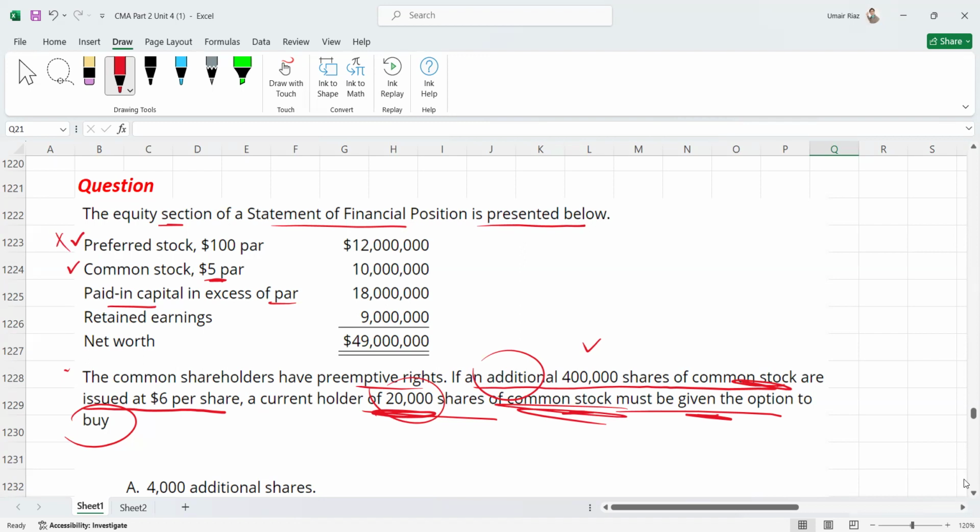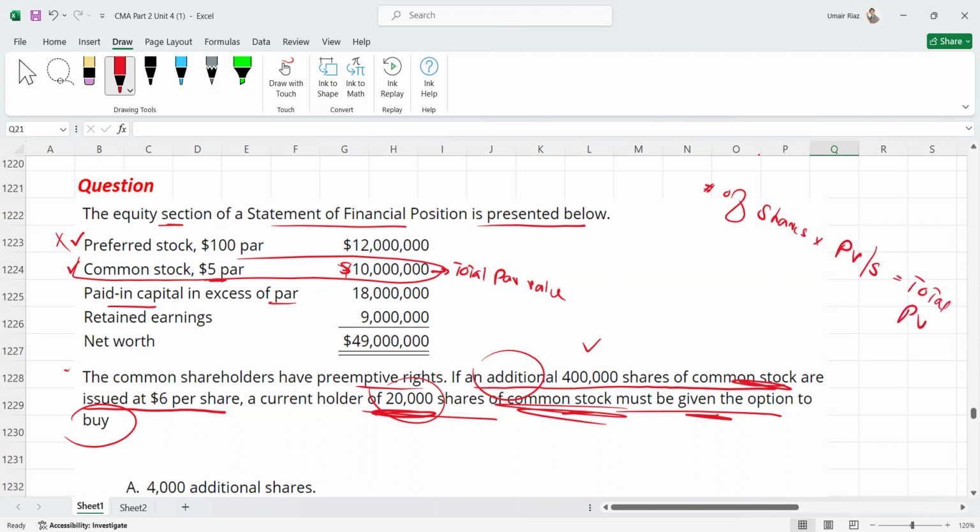Guys, please remember, first we have to calculate the number of shares for the common stock. This is the dollar value of the common shares. We know this is the total par value of the common shares. And total par value, how do you calculate? Number of shares multiplied by par value per share equals total par value. So total par value is given here, 10 million. Par value per share is also given here, $5.